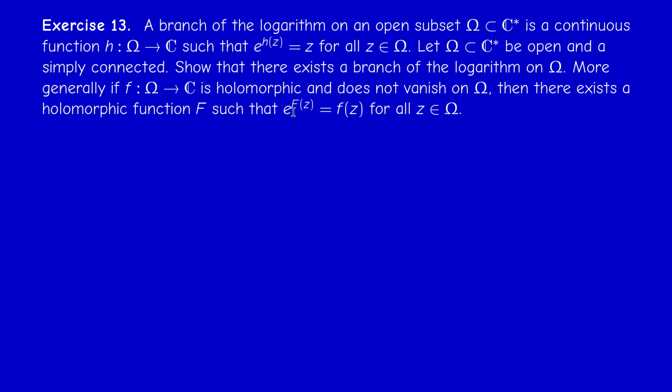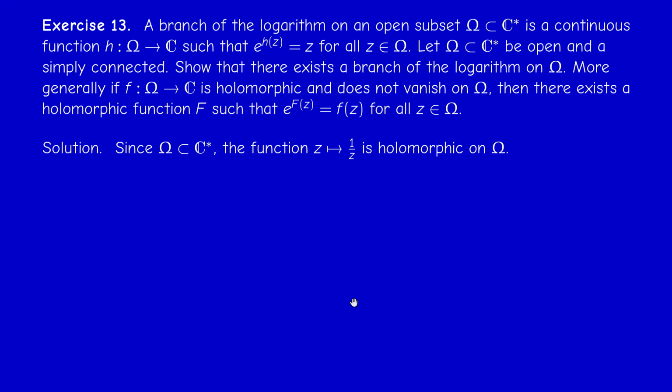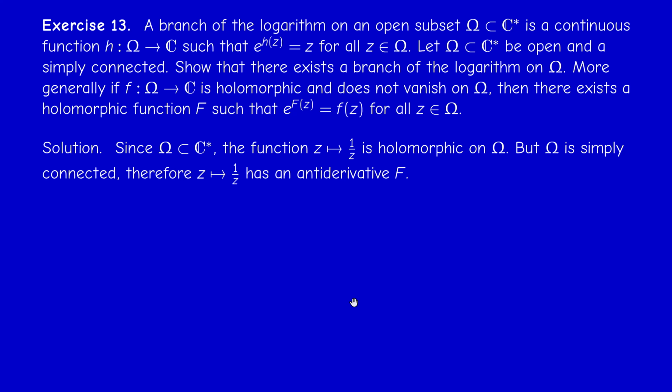And more generally, if we have a holomorphic function that does not vanish, then I can find a holomorphic function whose exponential is the given function. So this is a particular case of this, just by taking f of z equals z. Let us start with the particular case. Since 0 is not in omega, 1 over z is holomorphic on omega. And since omega is simply connected, I know that 1 over z has an antiderivative. Why 1 over z? Because we should expect that the derivative of the logarithm should be 1 over z, as you know.